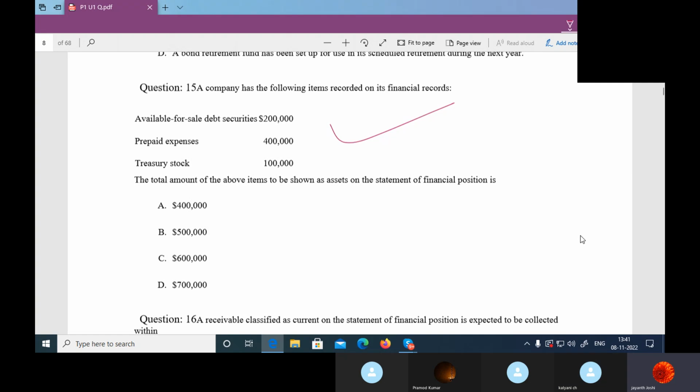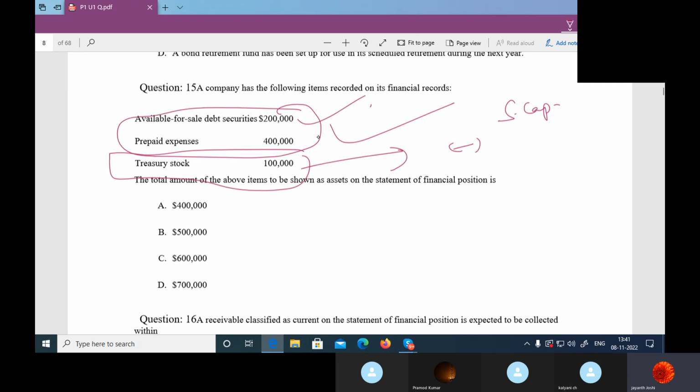A company has the following items recorded in its financial records: available for sale debt securities, prepaid expenses, treasury stock. The total of the above items shown as an asset on the statement of financial position is what? We will not take the treasury stock anyway. Treasury stock should be subtracted from share capital. Am I right? So only two things we are going to take on the asset side. 6 lakhs is the answer.